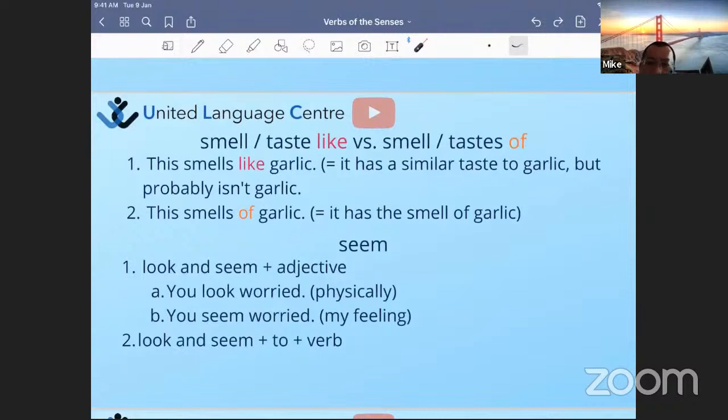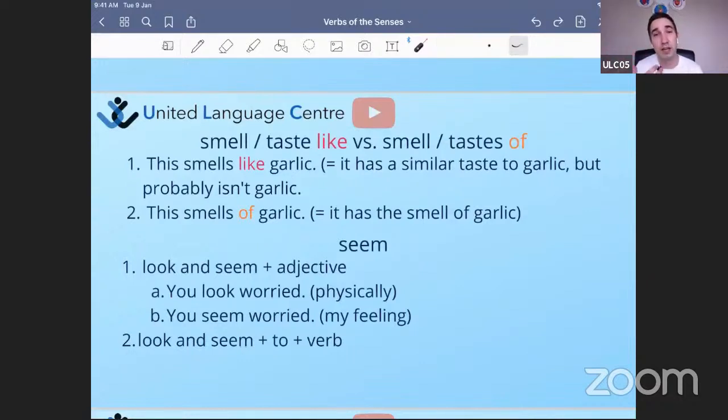Good. All right. So smell or taste like, smell or taste of. Now, I don't use this very often, so it's not so common. But if I say this smells like garlic, it probably isn't garlic. Think about a candle or an air freshener. Oh, this candle smells like lavender. It's not lavender, right? It's wax with maybe some lavender scent. So it's not lavender, but it smells like lavender.